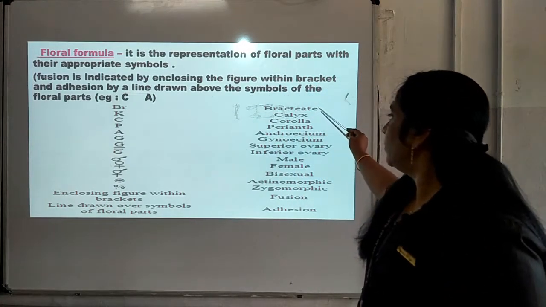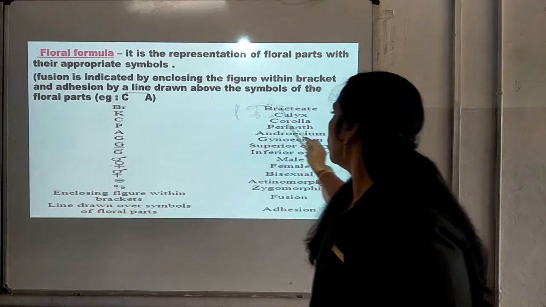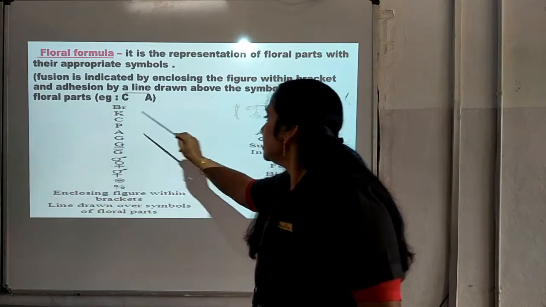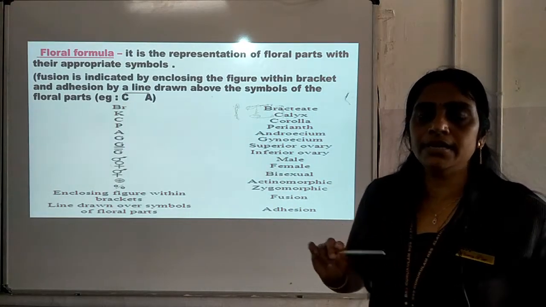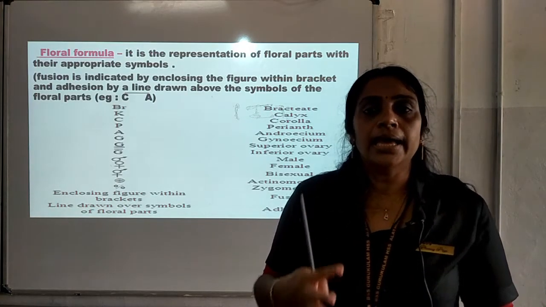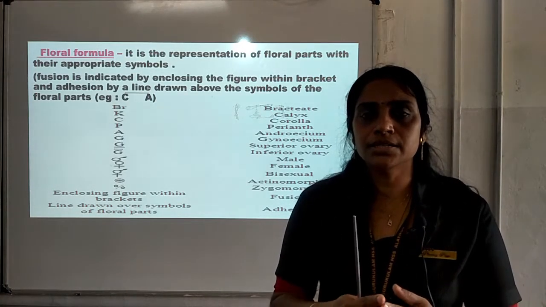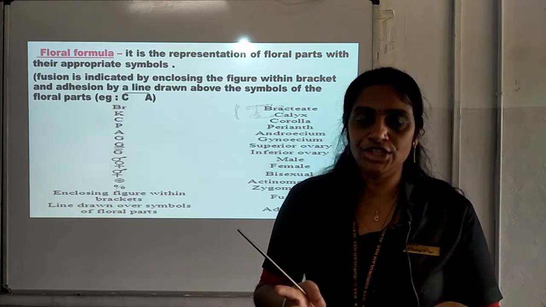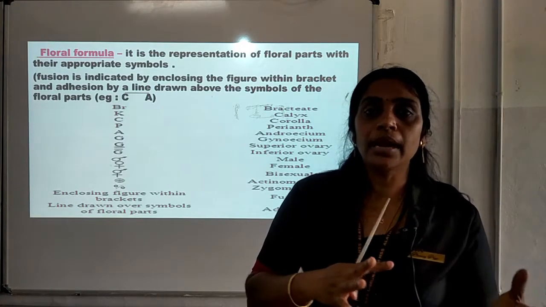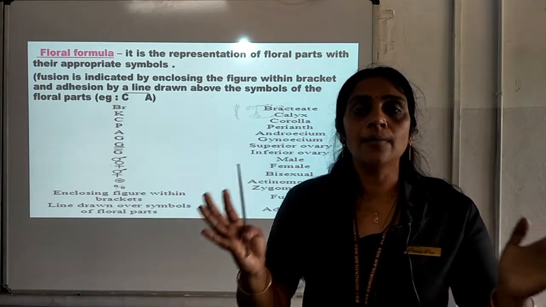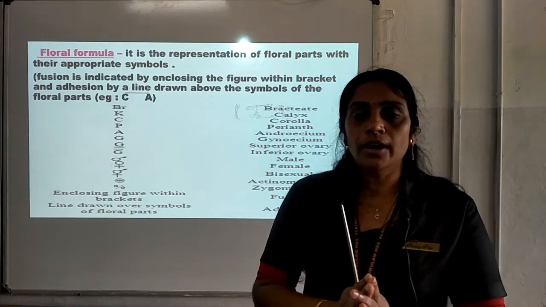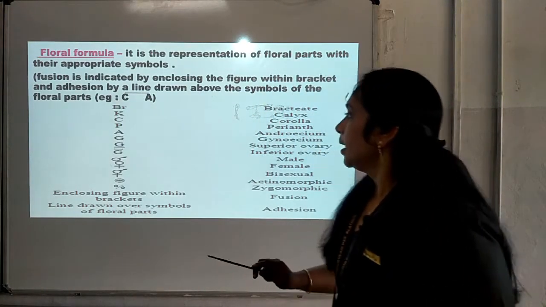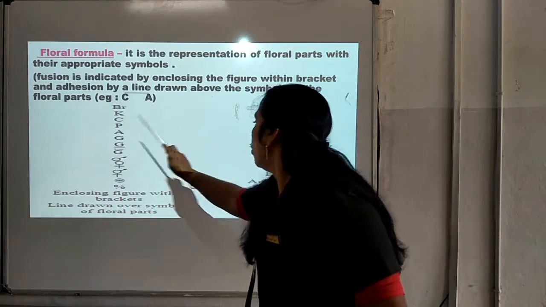Br stands for bracteate, K stands for calyx, C stands for corolla, P stands for perianth. Perianth means, my dear children, it is also known as tepals, and tepals are the parts where the sepal as well as corolla will not be differentiated. In certain flowers, the sepal as well as the petal is not differentiated, they are fused together. So, in those flowers, we will be giving the technical term or the symbol as perianth. A for androecium, G for gynoecium.